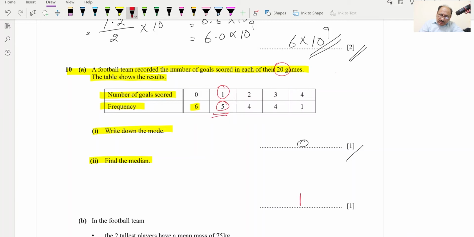So 5 is in the median location. The median will be lying in this one. So the number of goals for that one is 1. So our answer will be 1 over here for a 1 mark part.